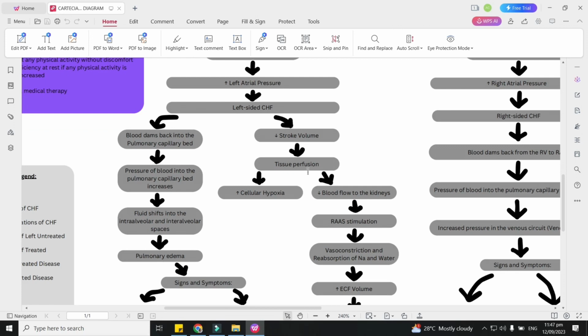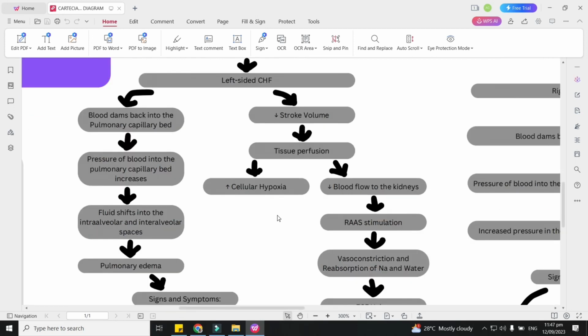So with that, there's decreased tissue perfusion, and when there's decreased tissue perfusion, what? There is an increased cellular hypoxia, because our blood is not pumped properly, thus it cannot oxygenate our muscles properly. So there is an increased cellular hypoxia. At a cellular level, our blood cannot properly oxygenate our muscles because there is a decreased tissue perfusion.